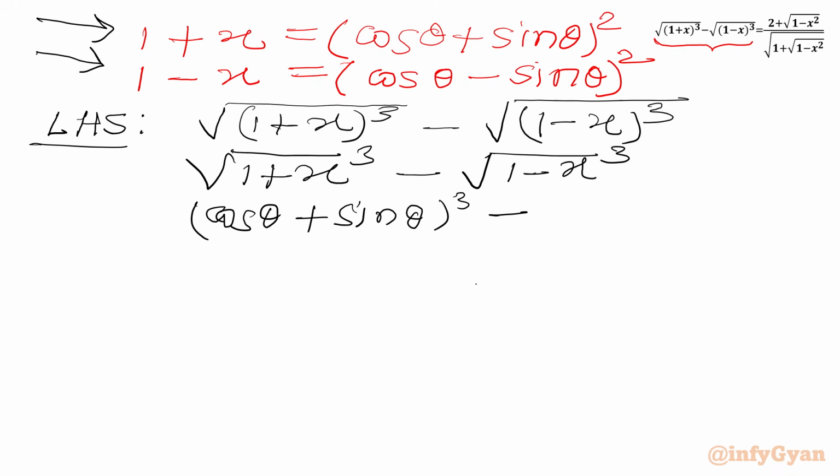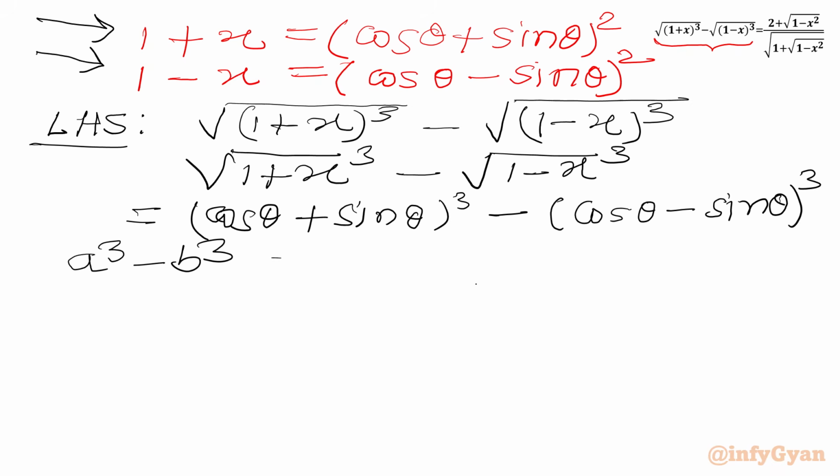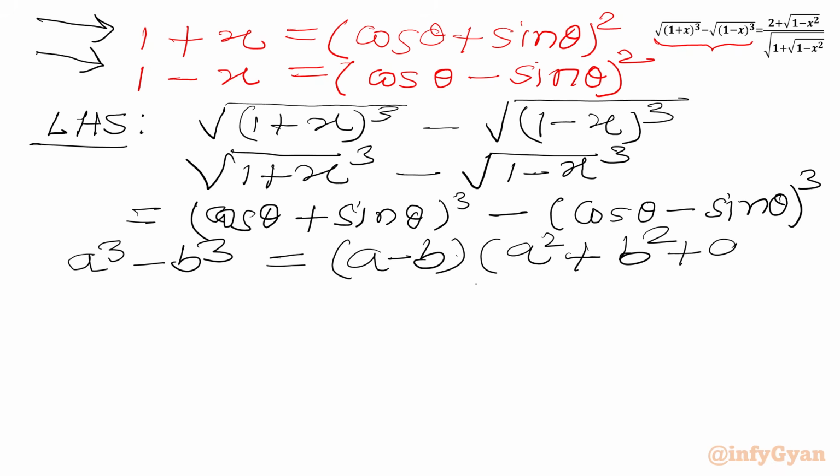Then square root 1 minus x will cancel part 2. So I will write here (cos theta minus sin theta) whole cube. Now we will be using the a cube minus b cube formula. Let me write the formula once: a cube minus b cube equals (a minus b), and in the other bracket we will write a square plus b square plus ab.